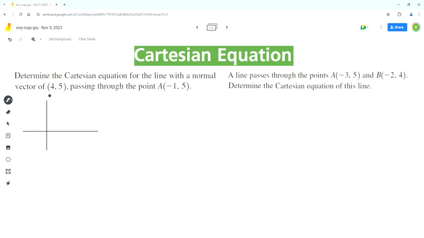So the normal vector is (4, 5). So let's assume the normal vector is the position vector for this point here. So we can draw this normal vector like this. The line passes through point A(-1, 5), which can be shown here.